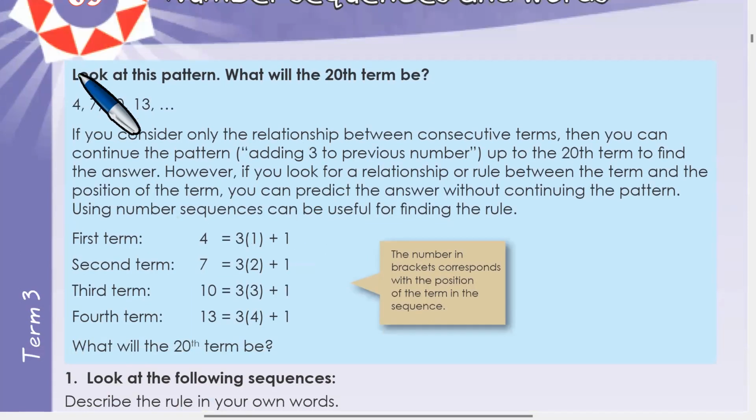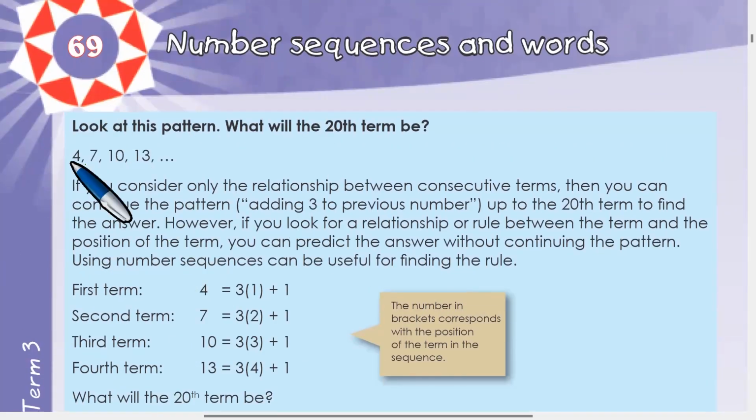Okay, let's look at this pattern, for example. This pattern is 4, 7, 10, 13. What is the first term of this pattern? Isn't it 4? Yes, the first term of this pattern is 4.